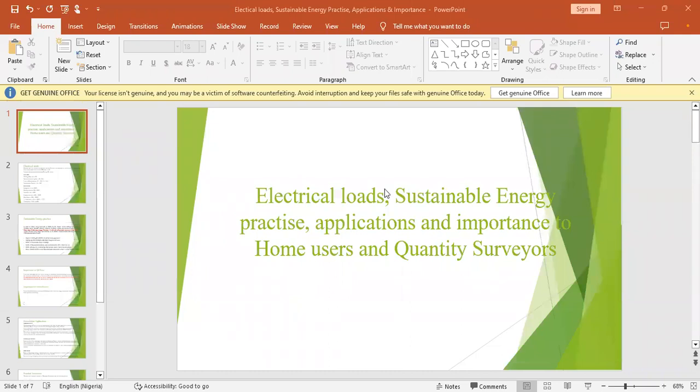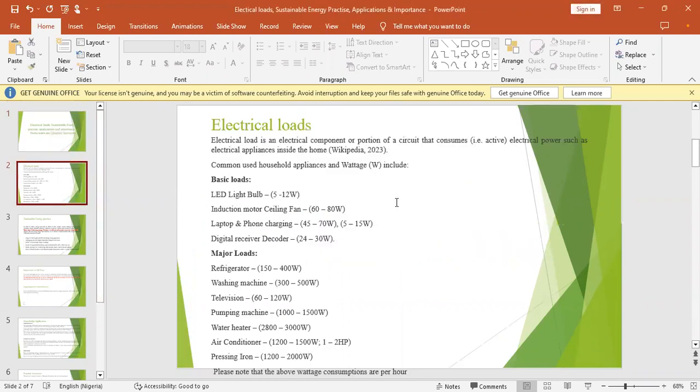Good day. The topic I'll be discussing today is electrical load, sustainable energy practice, application and importance to home users and quantity survey. Let me start by defining electrical load. Electrical load is an electrical component or portion of a circuit that consumes electrical power, such as electrical appliances inside the home.